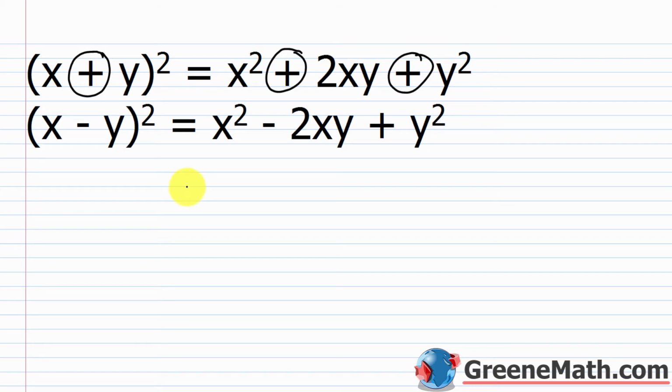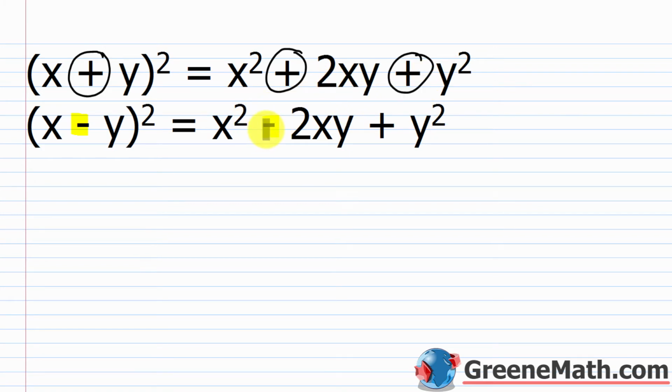Now in the other scenario, we have the quantity x minus y squared. I have x squared minus 2xy plus y squared. Here, I have a minus in the middle, and so that leads to a minus in front of the second term. So everything else is the same. It's x squared minus 2xy plus y squared. The terms are the same. It's just this one sign that's different, okay?